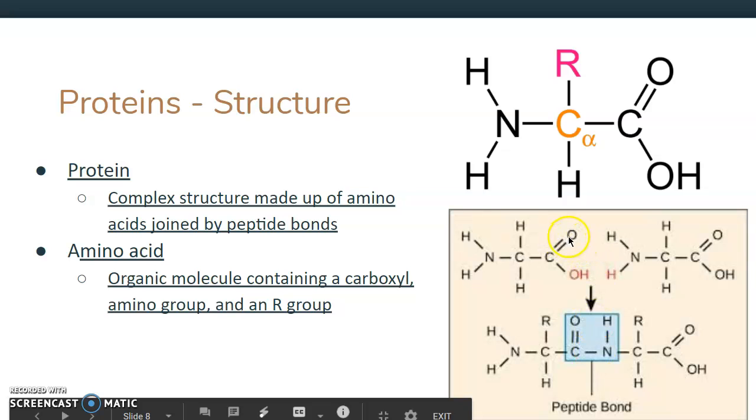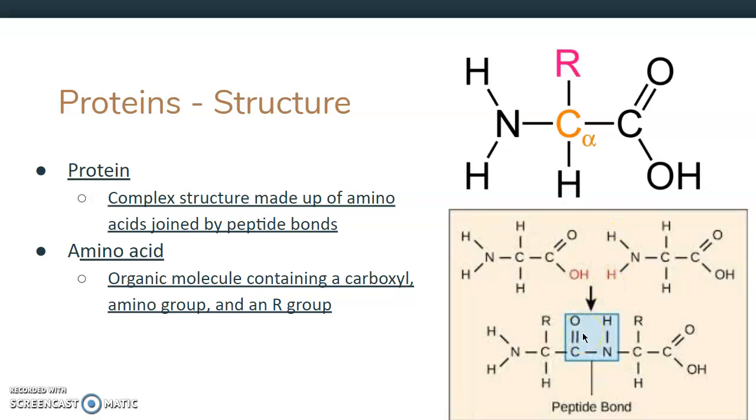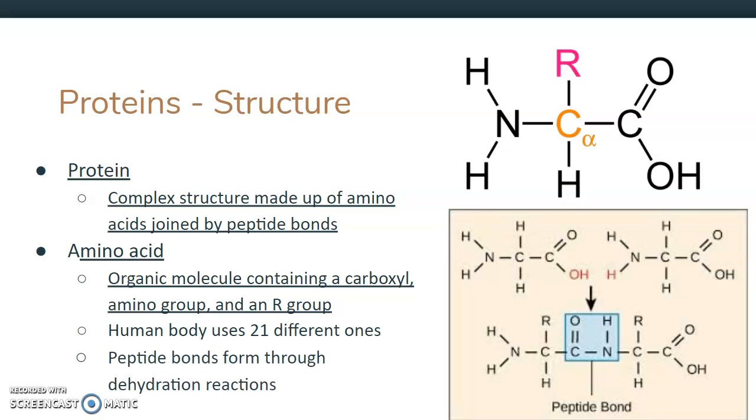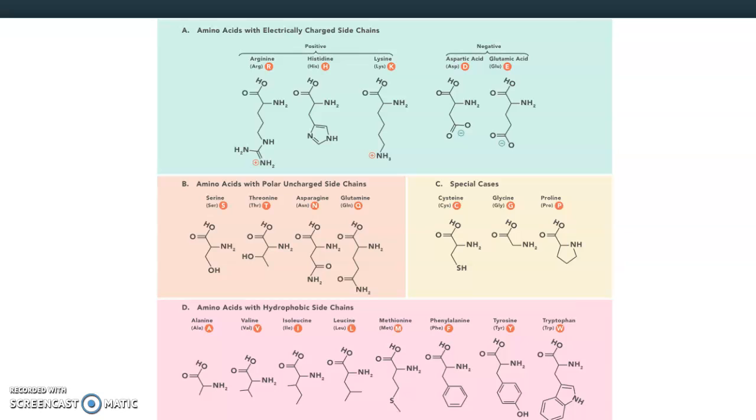So we can still see this double bonded oxygen on this carbon, a nitrogen, and a hydrogen. That is called a dehydration reaction. So we also learned that our body uses 21 different ones, and that peptide bonds form through dehydration reactions. So here are the groups of amino acids which are the most common.